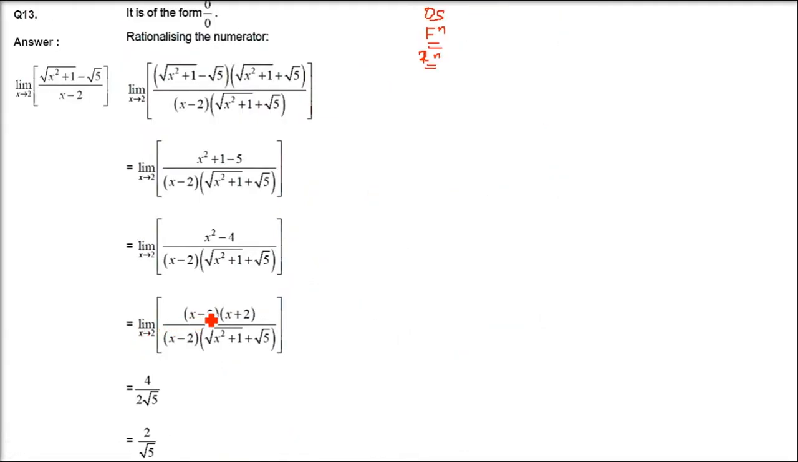So now when we cancel it, in your x plus 2, put x as 2, and put x here also as 2. So it will be under root 2 square plus 1, that is under root 5. So under root 5 plus under root 5, so 2 under root 5. 2 gets cancelled, it will be 2 by under root 5.